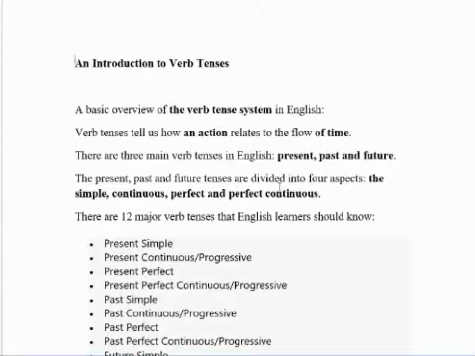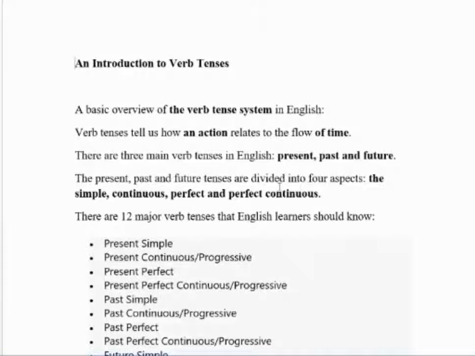We will have a basic overview of the verb tense system in English. The verb tenses tell us about how the action relates to the flow of time. So, two important things: the action and the time. There are three main verb tenses in English: the present, past, and future.